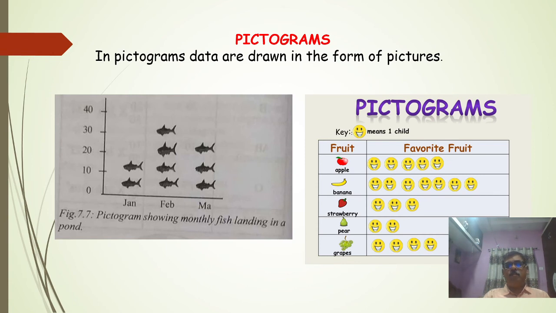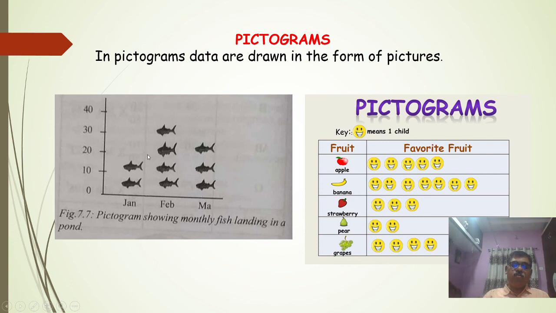Then the next one is the pictogram. In a pictogram, the data are drawn in the form of pictures. This is for small kids or for a layman. You can observe the fruit, the apple. The favorite fruit of how many people? That is the key. This one smiling figure represents one child. Apple is the favorite fruit of five people. Then banana is the favorite of seven, strawberry of three, pear of two, grapes of four.